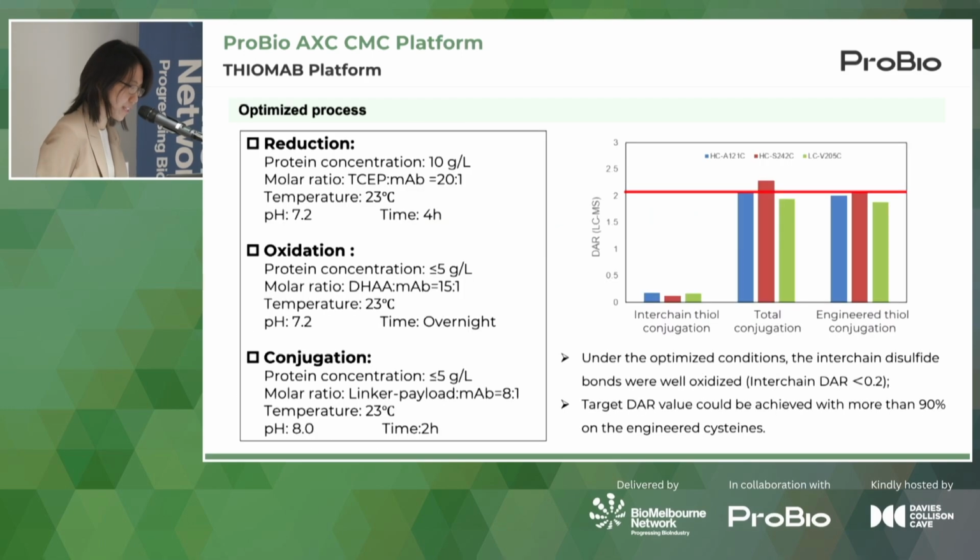And here is an example of an optimized process for a model IgG molecule for ThioMab conjugation. As you can see, after optimization, basically all the interchain disulfide bonds should be well oxidized, with very minimal DAR value generated from the free thiol groups from the interchain disulfide bonds. Essentially, all the conjugation happens at the engineered thiol group, and the resulting DAR is highly uniform at the target DAR 2.